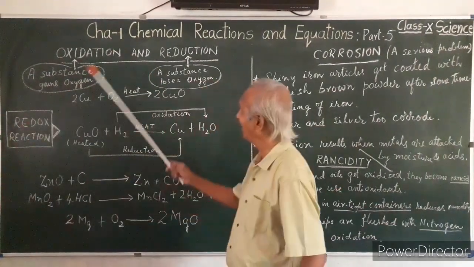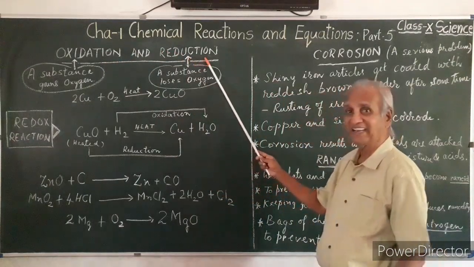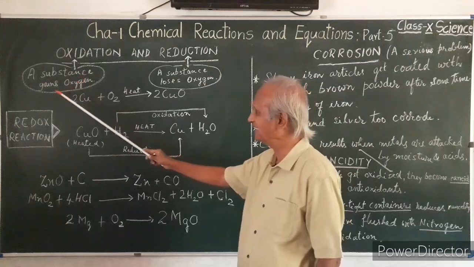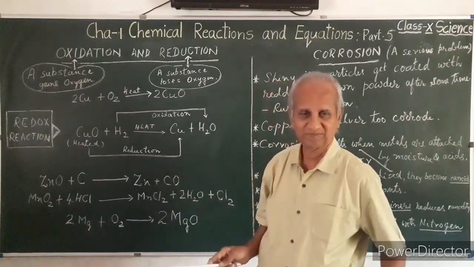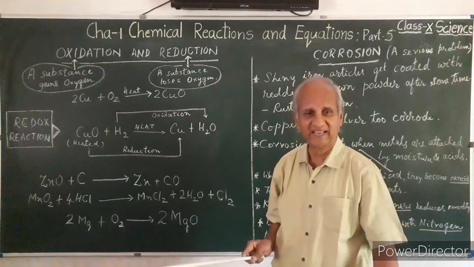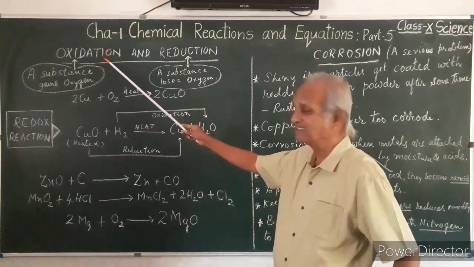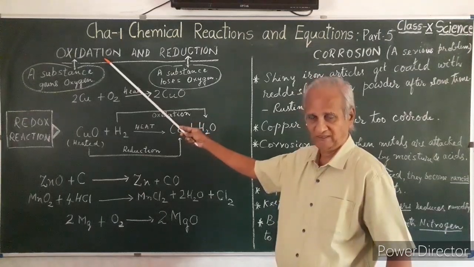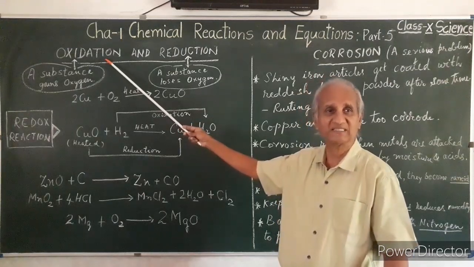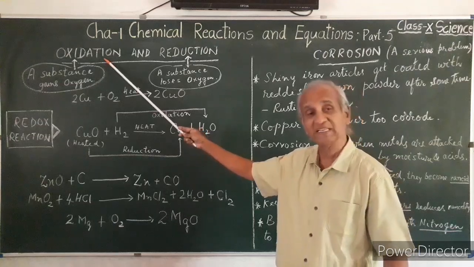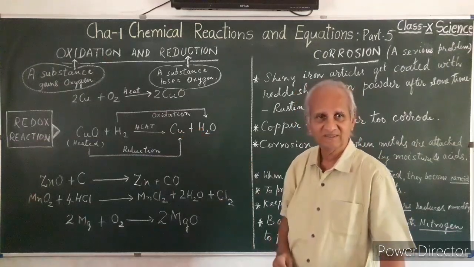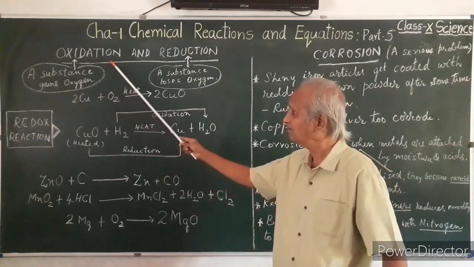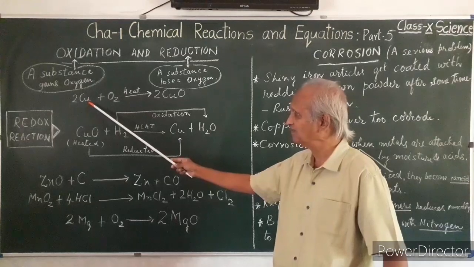Look here. Oxidation, reduction. When a substance gains oxygen in a chemical reaction, we call it as oxidation. Magnesium burns. It turns into magnesium oxide. Magnesium becomes magnesium oxide. It's a beautiful example of oxidation.